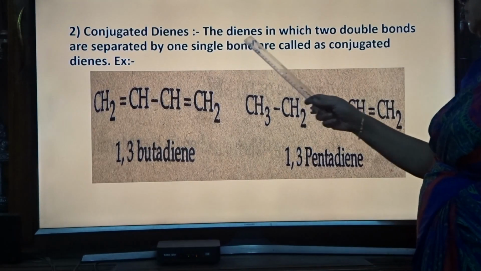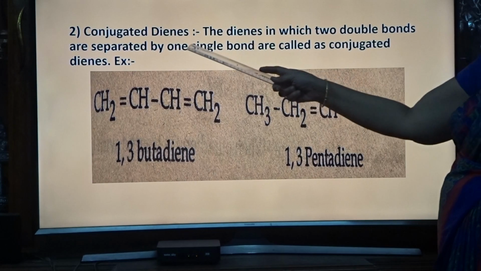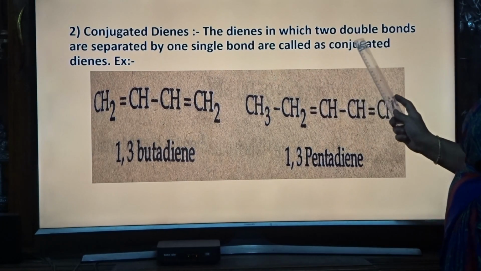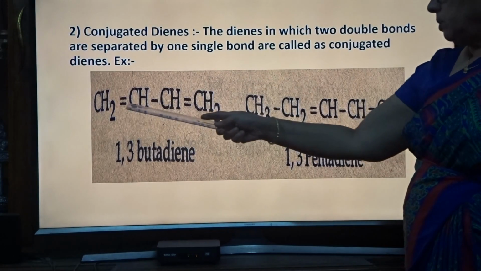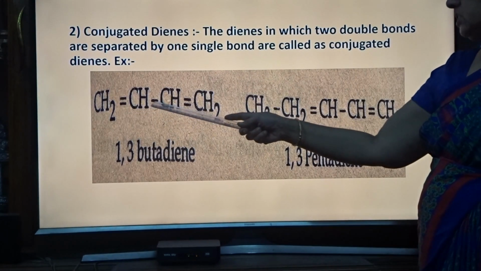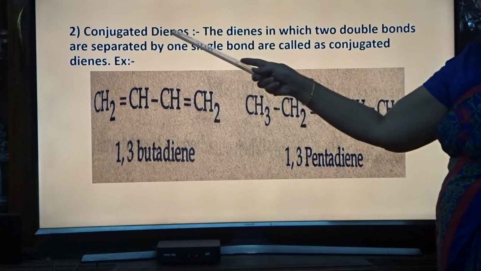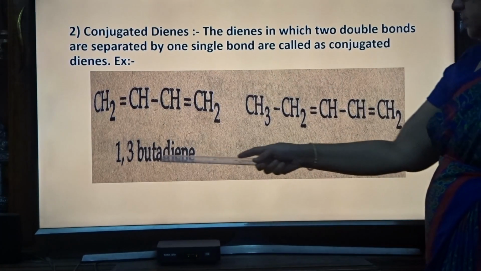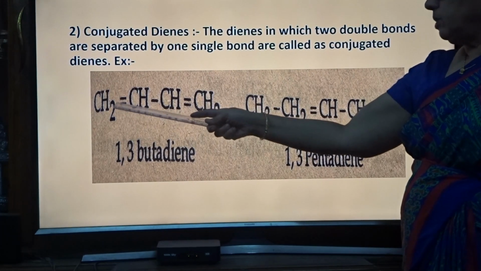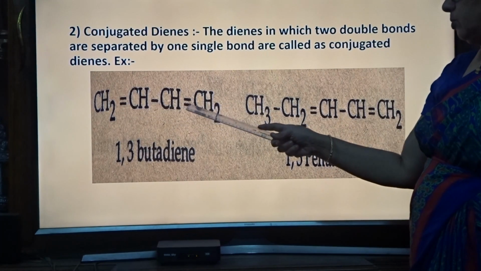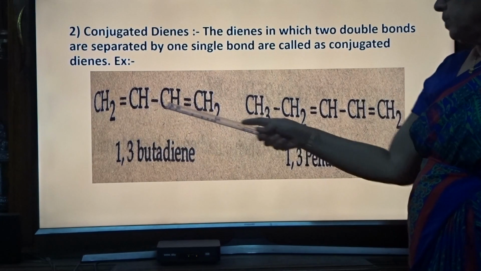Next, conjugated dienes. The dienes in which two double bonds are separated by one single bond are called conjugated dienes. So they are separated by one single bond: double bond, single bond, double bond. There is one single bond between two double bonds, such are known as conjugated dienes. Example is 1,3-butadiene. So on the first position a double bond is there, and on the third position a double bond is there. So it is known as 1,3-butadiene.